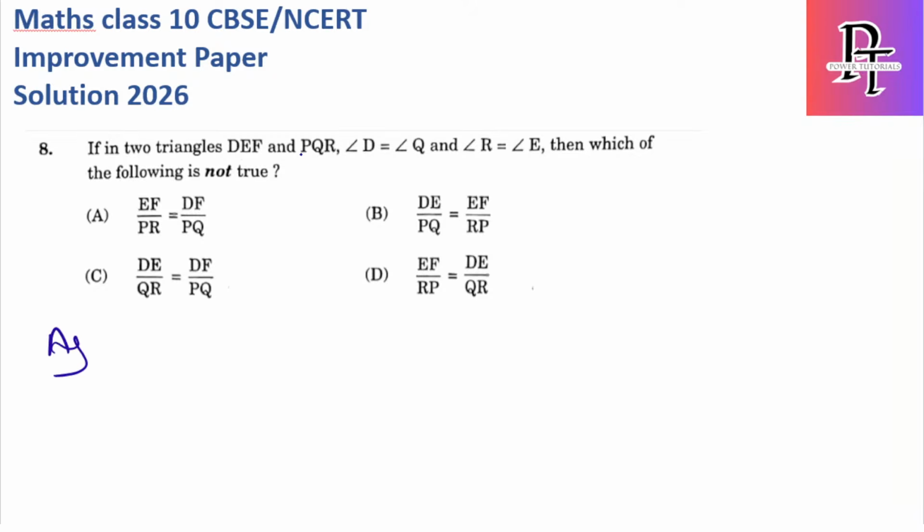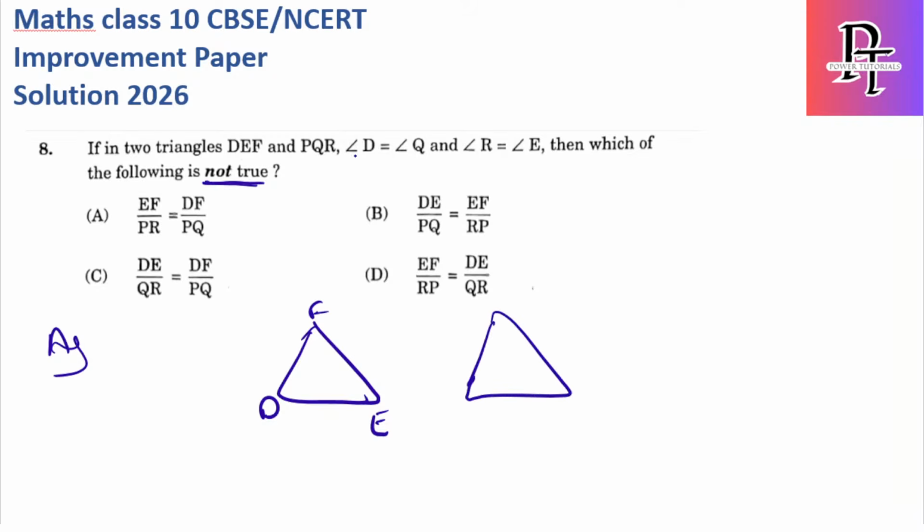9th question. If in two triangles DEF and PQR, angle D is equal to Q, angle R is equal to E, then which of the following is not true? This part is important. They are not asking which is true, they are asking which is not true. Okay, so first I will draw two triangles, D, E, F. The second triangle, but I will not write the second directly. I will check D is equal to Q, so I will write D is Q, R is E, so this is R and this is P.